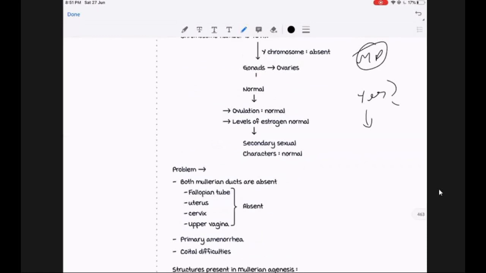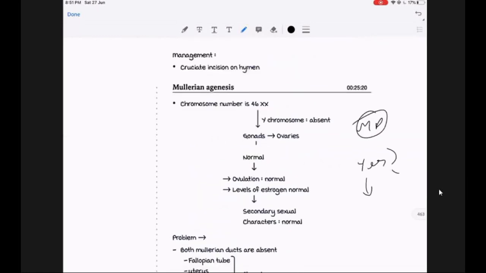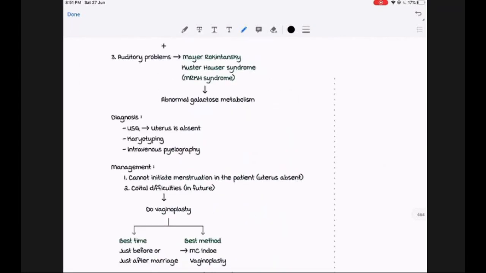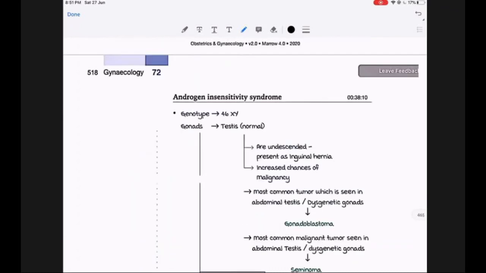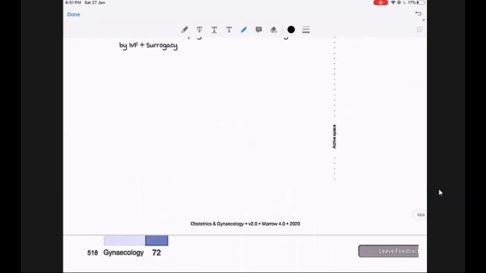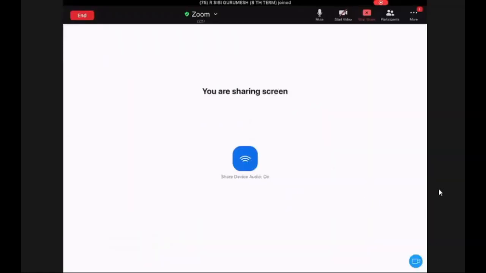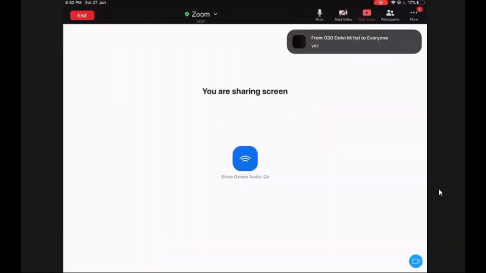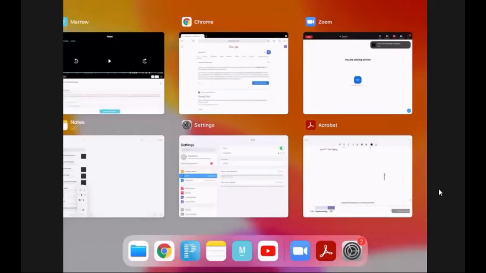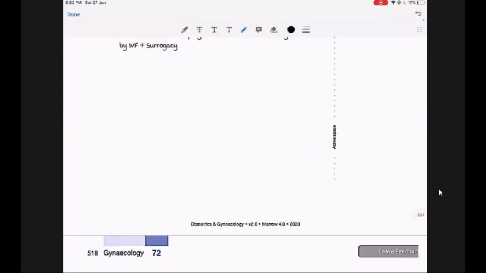Okay, now if the person has Mullerian agenesis, can she have her own babies? Yes or no? I'm saying she has Mullerian agenesis. Now I'm asking, can she have her own children? I need someone to unmute and tell yes or no. Yes. Why? Because there's nothing wrong with her ovaries, right? So obviously she can have her own kids.